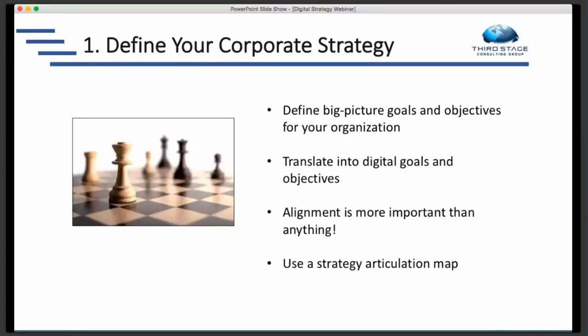So again, this first step is really important. I can't tell you how many companies skip this step because they think they already kind of know intuitively what the goal of the project is. Or even worse, like I said, most companies are under the gun and they have to do something pretty quickly, so they don't really worry too much about what the corporate strategy is. And so making sure you have that alignment between what the big picture goals and objectives are and what the digital goals and objectives are, that's hugely important.